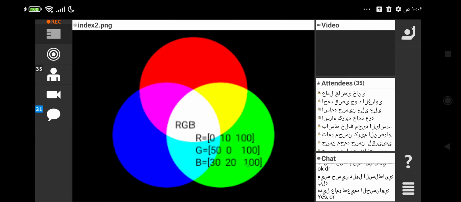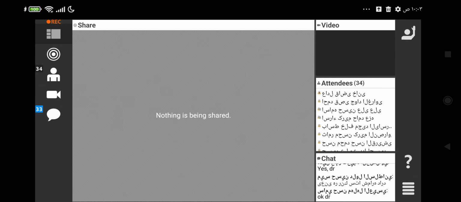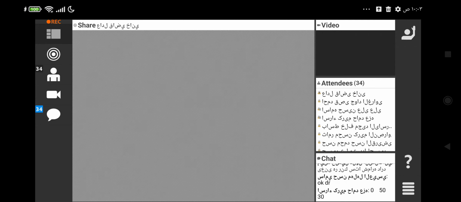When we have the same value for all three, this makes a specific color for us. Let me give you an example of this. Look at this example here on my screen.